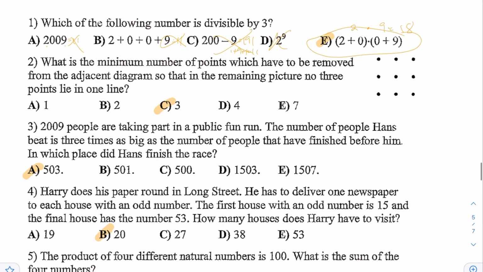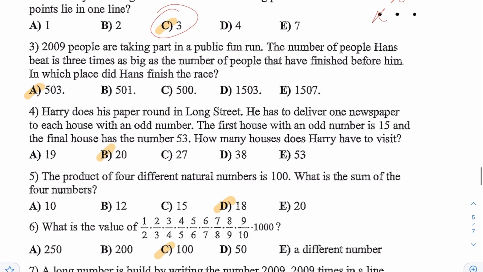Next one, number 2. What's the minimum number of points which have to be removed from the adjacent diagram so that the remaining picture has no 3 points lying on the same line? So if you remove the 3 in the diagonal, you can't make a line with 3 points anymore. So the answer is choice C. You can't remove just 2. You must have 1 point in each row and 1 point in each column.